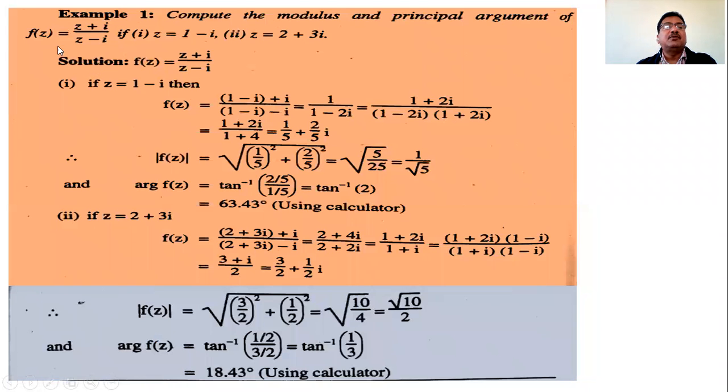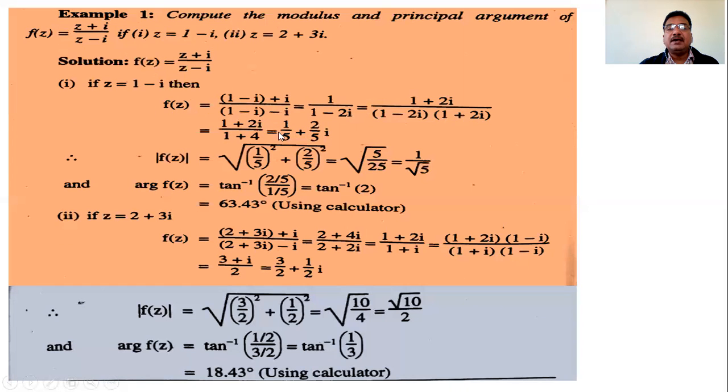So what is the problem? The first problem is (z plus i) divided by (z minus i). So first express the number (z plus i) divided by (z minus i). What is z? There are two problems. If z is 1 minus i, substitute z as 1 minus i, and we get 1 divided by 1 minus 2i. To find this division, multiply by its rationalizing factor, 1 plus 2i divided by 1 plus 2i. That is rationalization. Okay, and then we have this answer, 1 by 5 plus 2 by 5 i.